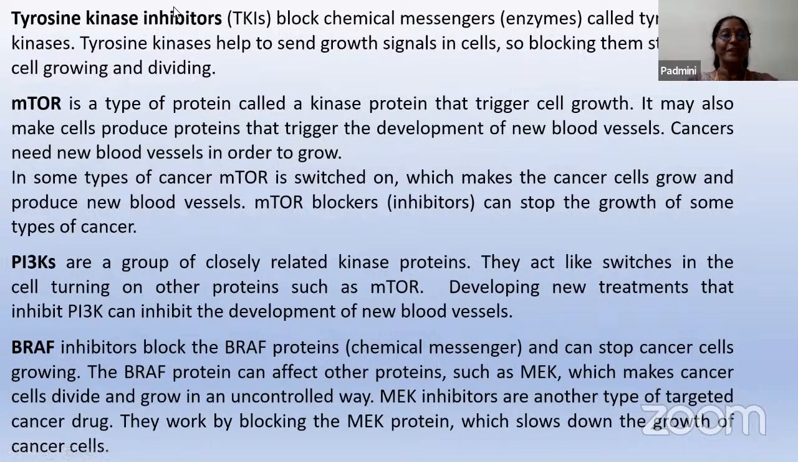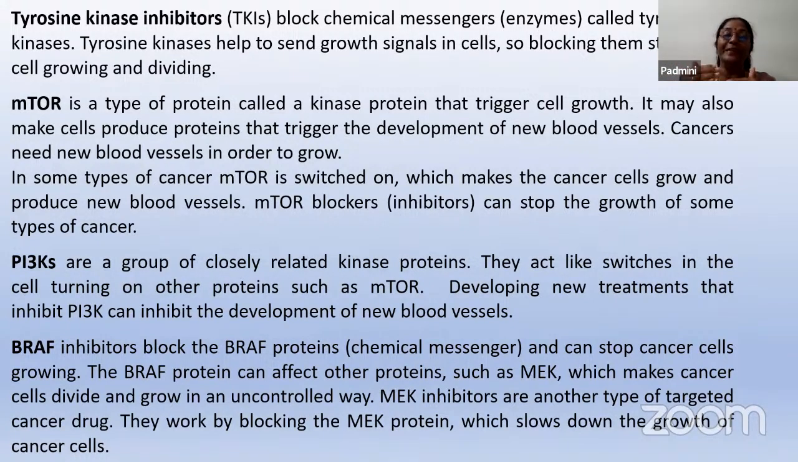Now, there is one more: tyrosine kinase inhibitors. What are tyrosine kinase inhibitors? They block chemical messengers called tyrosine kinases, and tyrosine kinases help to send growth signals in cells. So blocking them stops the cell from growing and dividing. This should click some idea in your brain. Okay, when you're going to talk about inhibiting cell growth from tumors, then you can inhibit tyrosine kinase. So when you inhibit tyrosine kinase, you're stopping cells from growing.